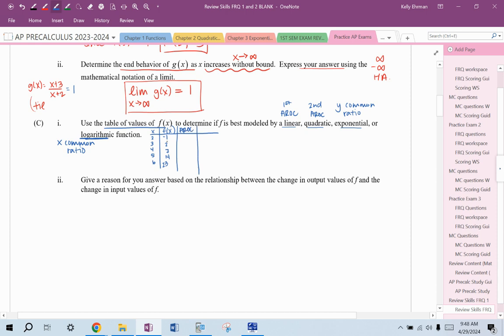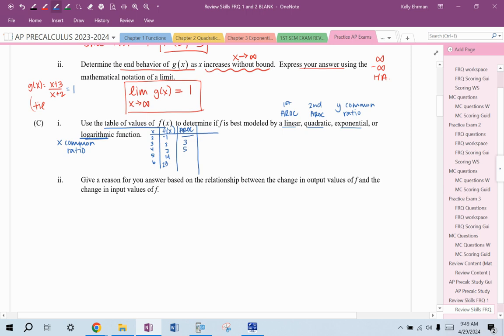So that would be 2 minus -1, which is 3, divided by 3 minus 2, which is 1. So the first average rate of change between these 2 points is 3. And then the next average rate of change between the points at 3 and 4 is going to be 7 minus 2, which is 5, over 4 minus 3, which is 1. So I already know it's not linear because this is not constant.